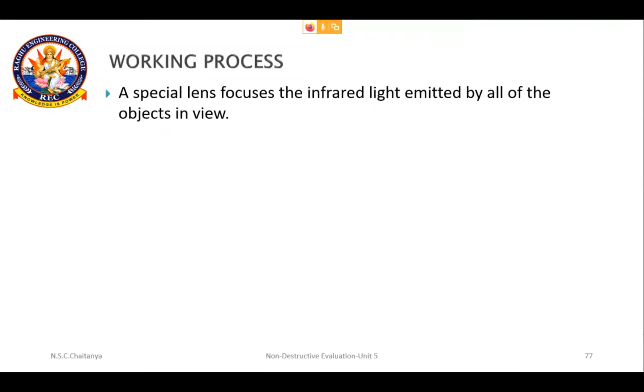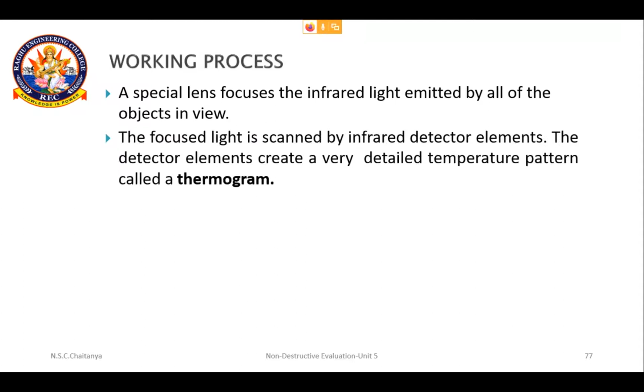I'll just read through the working process. This will be quite similar to what we have seen in the previous slide. It is quite simple and evident, so I don't think I need to explain anything here. A special lens focuses the infrared light emitted by all of the objects in view. The focused light is scanned by infrared detector elements. The detector elements create a very detailed temperature pattern called a thermogram.